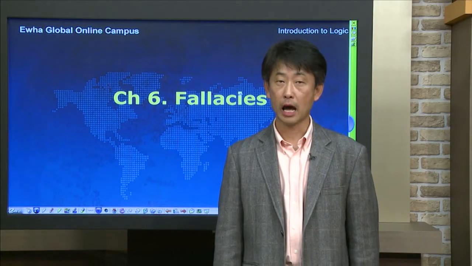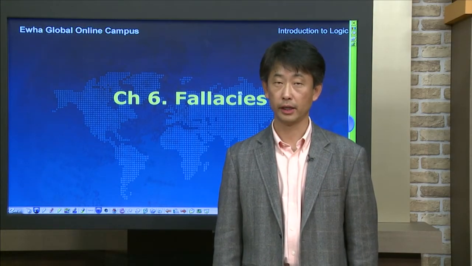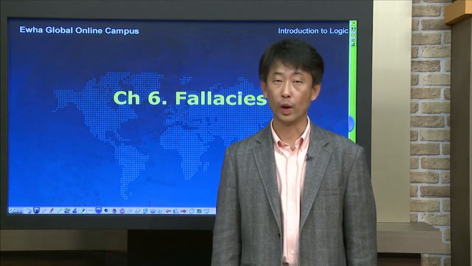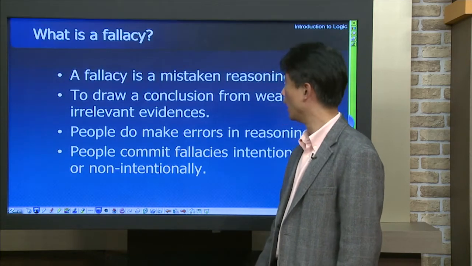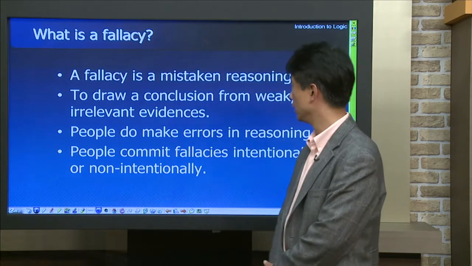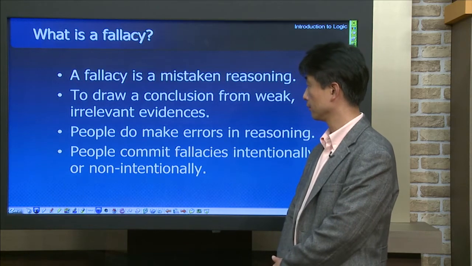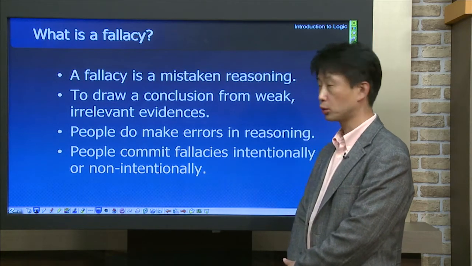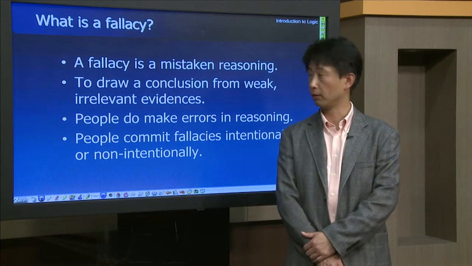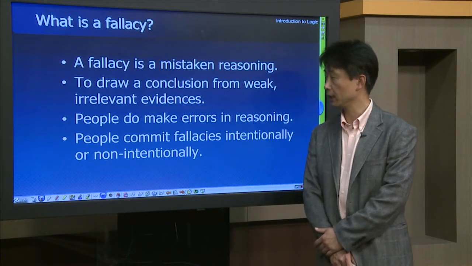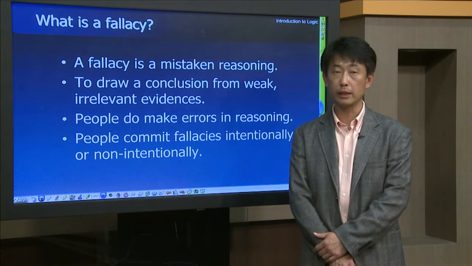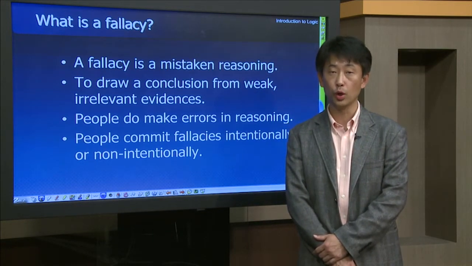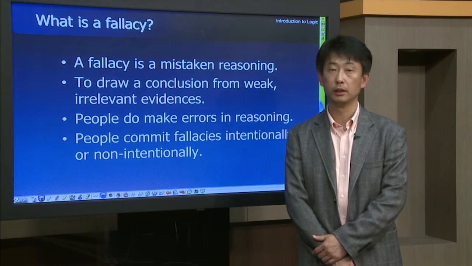Hi. The topic of chapter 6 is fallacies. What is a fallacy? A fallacy is a mistaken reasoning to draw a conclusion from weak and irrelevant evidences. A fallacy occurs when someone tries to persuade you with insufficient evidences and grounds.